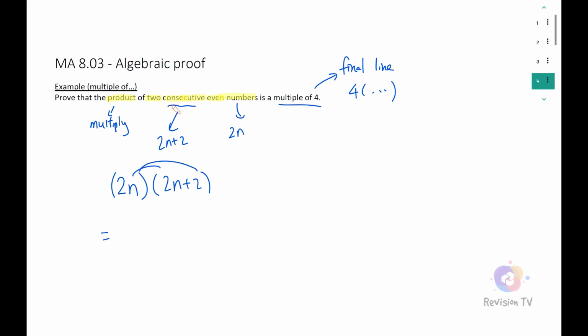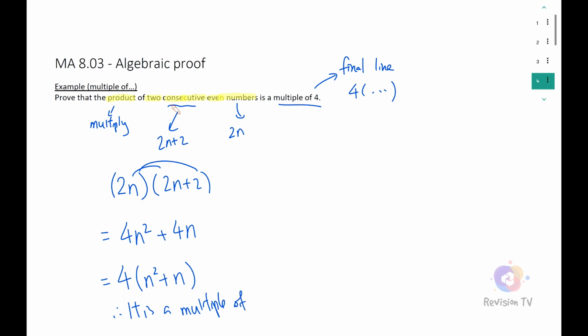So expand the bracket. 2n times 2n is 4n squared. 2n times 2 is 4n. We want to have a final line as 4 times something. Now, as I said, it doesn't matter what's inside the bracket as long as we can factorize a 4. Obviously, inside the bracket, we can't have fractions or decimals because that means we can't factorize it completely. But in here, you can see we can factorize a 4 quite easily, and therefore, it is a multiple of 4. To be honest, the last line is not really required. If you finish up to this line, that's usually correct. As long as you can finish up to this line, that will be fine. So factorize a 4 times something, multiple of 4.